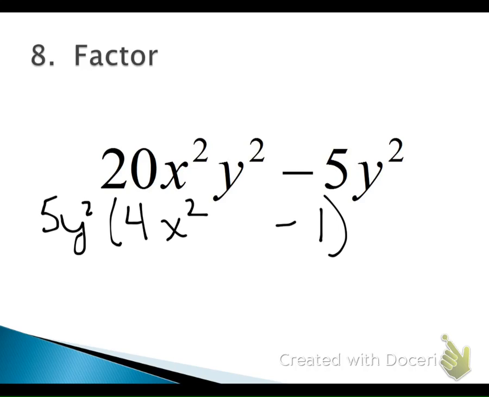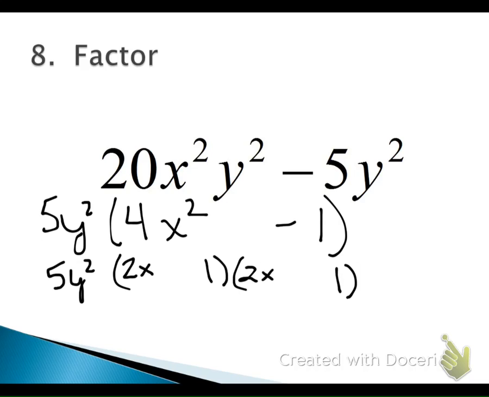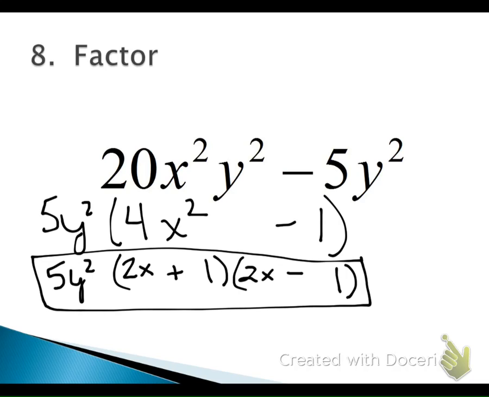Sometimes we forget that 1 is actually a perfect square. If you take 1 times 1, you get to 1. 1 is a perfect square. We can break it up into the square root of 4x squared, 2x and 2x, and then we can take 1 times 1 to get 1. One of them gets a plus, one of them gets a minus. That's the last one.